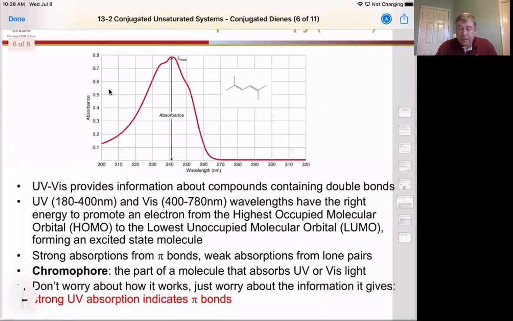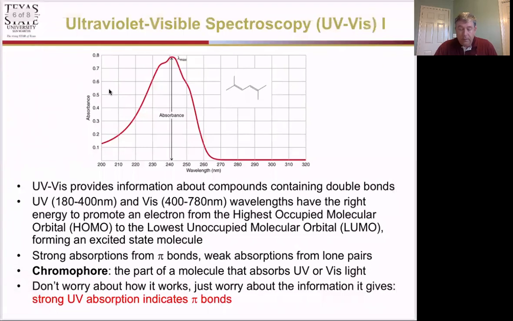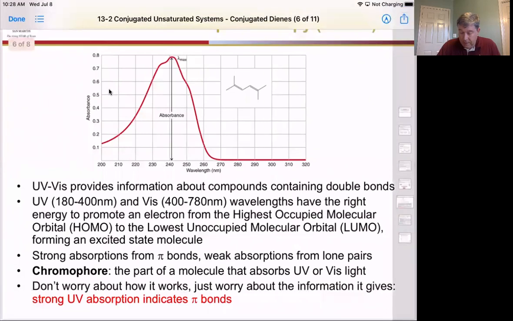Okay, so let's talk a little bit more about UV-Vis right here. Ultraviolet-visible spectroscopy, or UV-Vis, actually tells us a lot of information about double bonds. In the case of UV, that's the shorter wavelengths between 180 and 400 nanometers. And then once we get into visible wavelengths, 400 to 780 nanometers, that's where we start to see color.